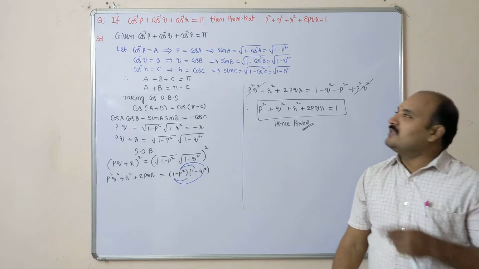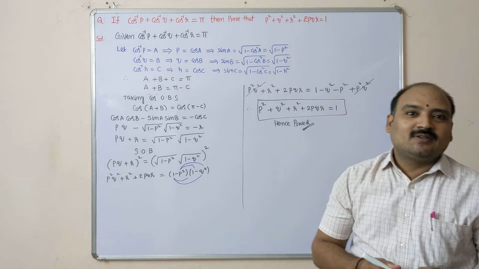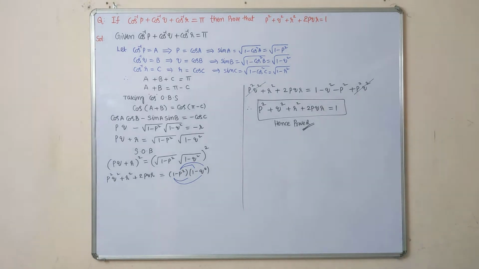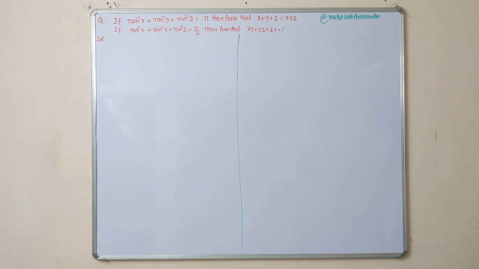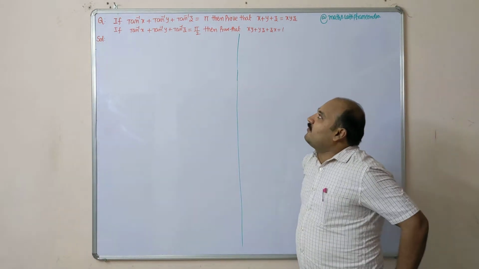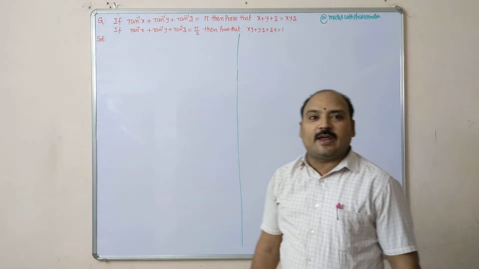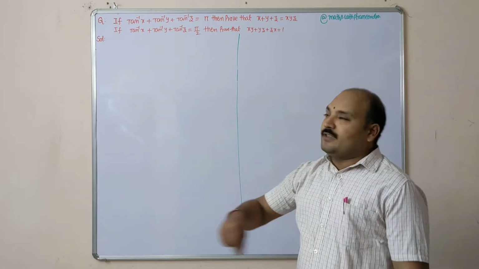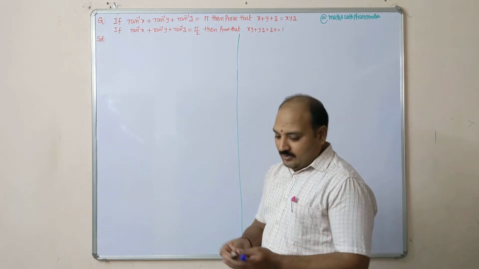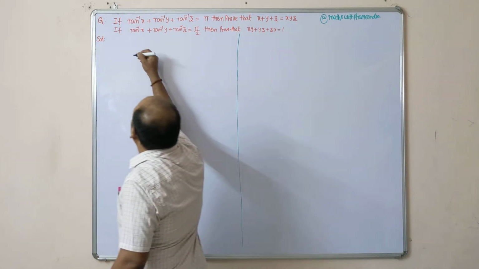We'll move on to this same type of question in terms of tan inverse question. That also we will do. The next question: if tan inverse x plus tan inverse y plus tan inverse z equals pi, then prove that x plus y plus z equals xyz. So first, the given condition we have to consider.